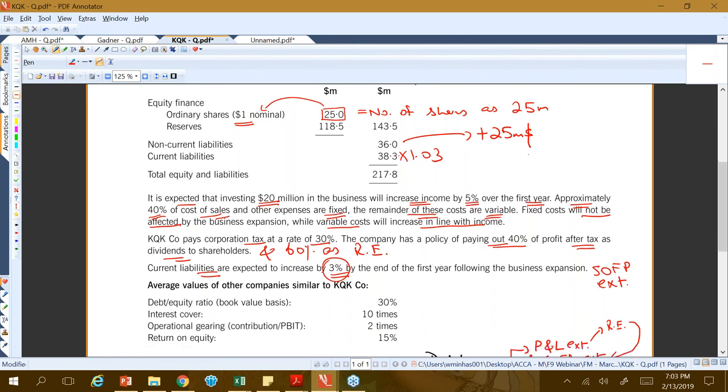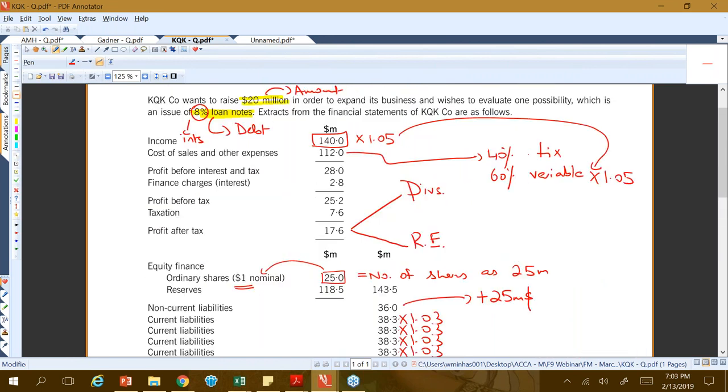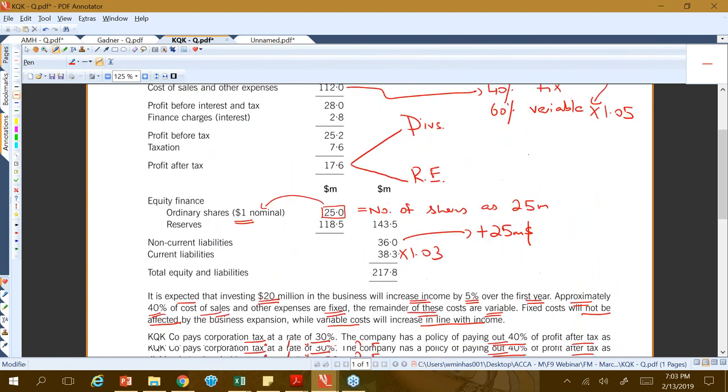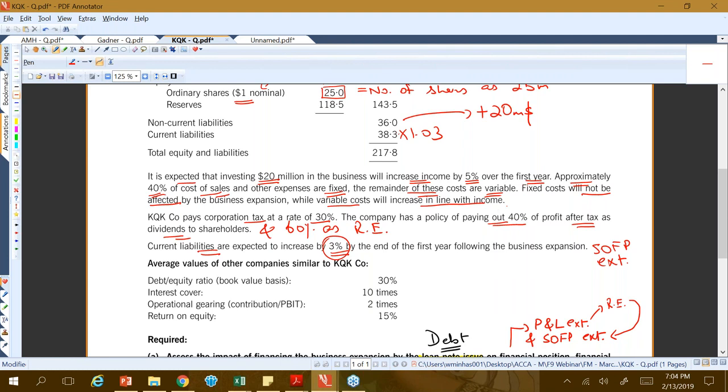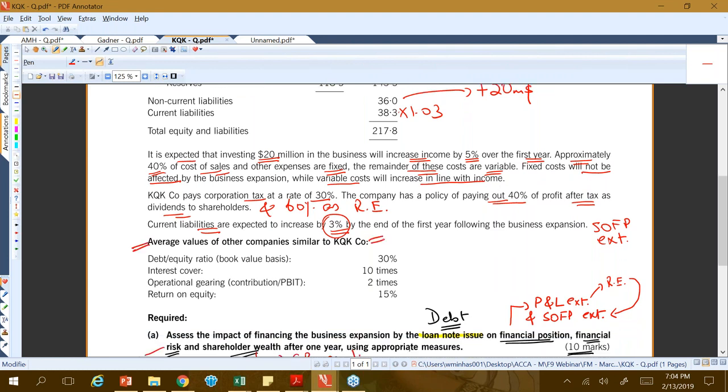It's 25. It's 20 million, sorry. $20 million. Increase by $20 million. And then they have given me some average values for other companies similar to KQK. Debt equity ratio. So the examining team is telling me to calculate debt equity ratio based on book value basis. I will do that. They're asking me to do interest cover, which is PBIT over the interest. I will have to do that.